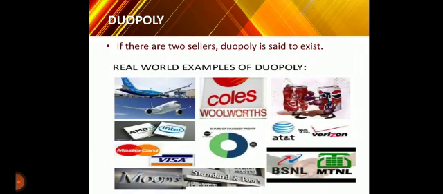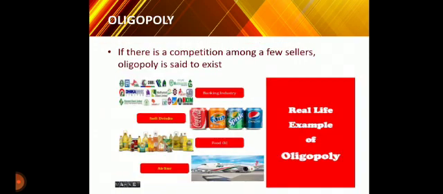Duopoly. If there are two sellers, then a duopoly exists. Real world examples of duopolies are airlines like SpiceJet or IndiGo. We have AMD Athlon or Intel processors. We have Master and Visa. Only two players were there, and now RuPay has come into existence by the government of India, and we have three players now. And Moody's and Standard and Poor's, and BSNL and MTNL, and Jio and Airtel are having very great competition. Likewise, we have a duopoly kind of market.